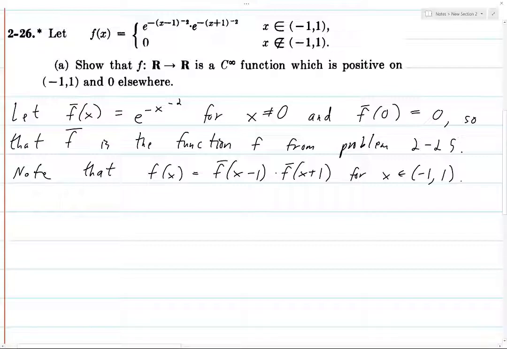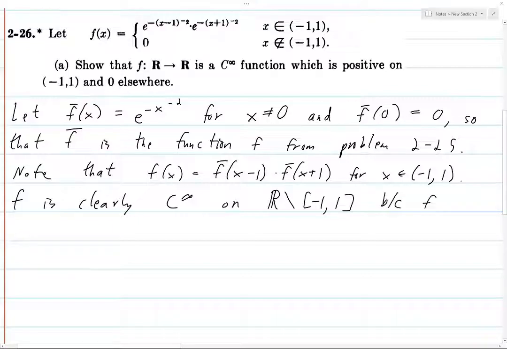Let's see here. f is clearly C infinity on the set R minus the closed interval from -1 to 1, because f is identically 0 there, and the 0 function is C infinity. So if you have a function which is identically 0 on some set, then it's C infinity on that set. Okay, so that takes care of C infinity-ness everywhere except for the closed interval from -1 to 1.